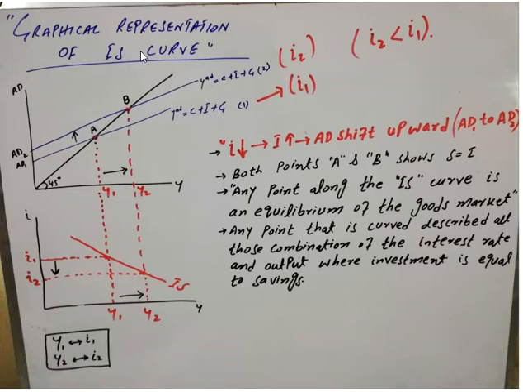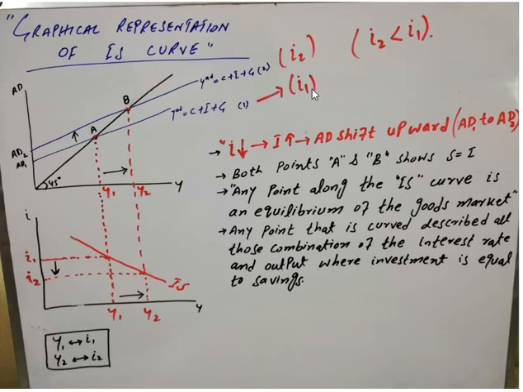IS stands for investment and saving curve. The investment and saving curve is drawn with the help of the aggregate demand curve, the Keynesian cross diagram. On the y-axis we have taken the aggregate demand, and on the x-axis we have the income value. This is the 45-degree line, and this is the aggregate demand curve, which equals C plus I plus G. At this G, the value of the interest rate is I1.